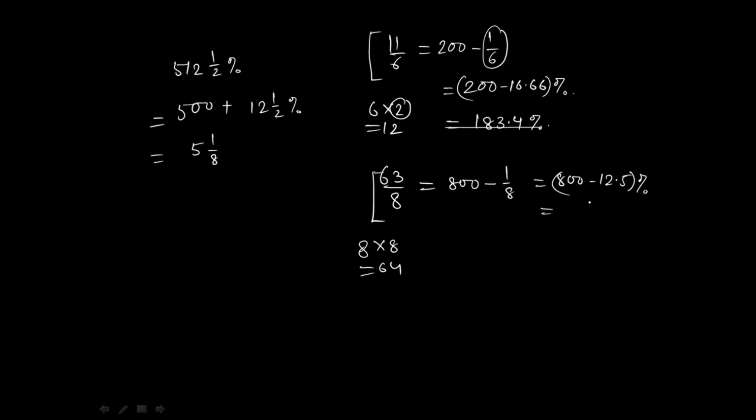If you have not, then you should practice. So what will this be? This will be 800 minus 12.5, which is 787.5. Okay.